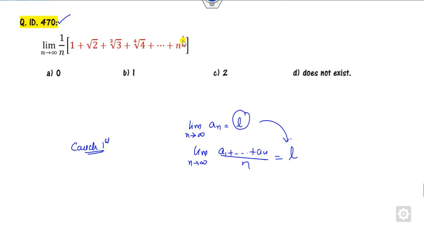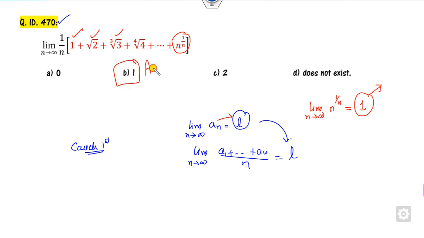So if you compare them, this is nothing but the limit as n approaches infinity of n raised to the power 1 by n. What is the limit of this? We all know that this is a standard result, and it is 1. So a1 is 1, a2, a3 and so on, and the answer 1 is the required answer. That's a simple application of Cauchy's first theorem.